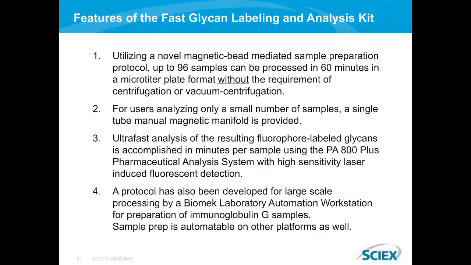So the features of this fast glycan labeling and analysis kit are the following. It utilizes a novel magnetic bead mediated sample preparation protocol. Up to 96 samples can be processed in 60 minutes in a microtiter plate format, with no requirement for centrifugation or any vacuum centrifugation step, which is very important. For users analyzing only a small number of samples, the single tube manual magnetic manifold is provided. Ultra-fast analysis was worked out, which resulted in very rapid separation of the labeled samples. And the protocol was also implemented using a Biomek laboratory automation workstation if somebody has dozens or even up to 96 samples.